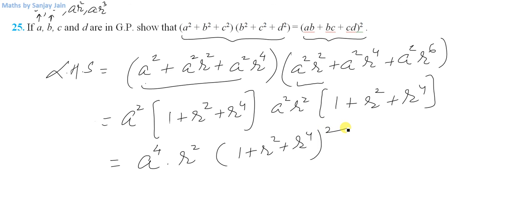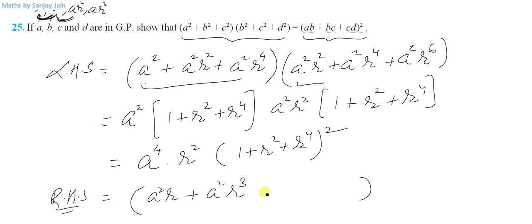Okay, and I'll work out the right hand side separately. I think that will be simpler. What is a into b? a squared into r. What is b into c? a squared into r cubed. And what is c into d? a squared r^5, and this is being squared.